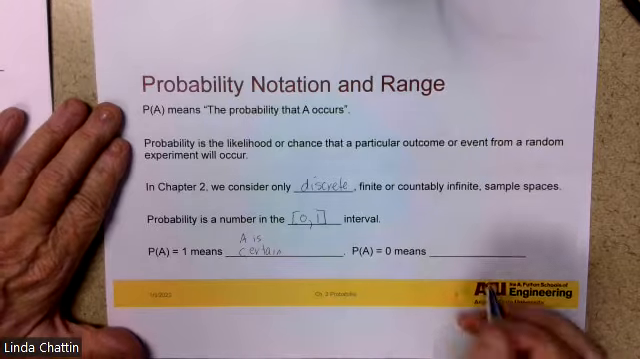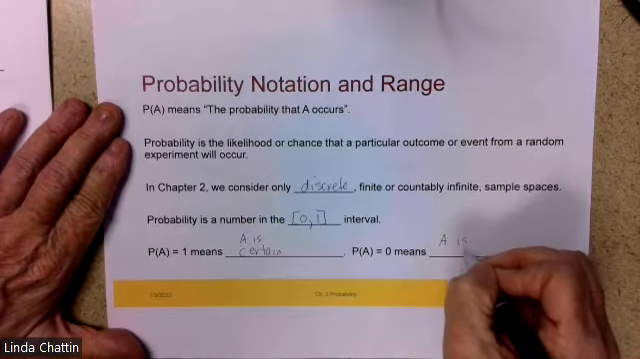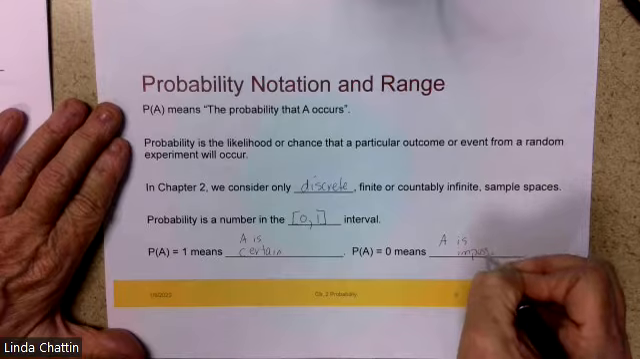And whenever P of A equals 0, it means that event A is impossible. It cannot happen.